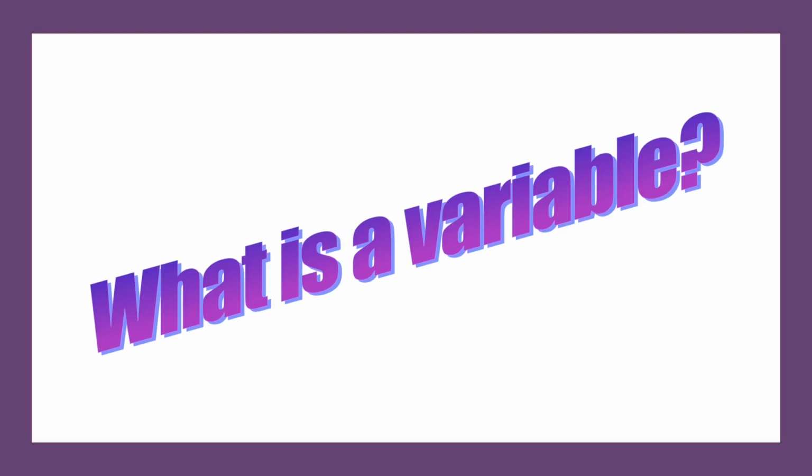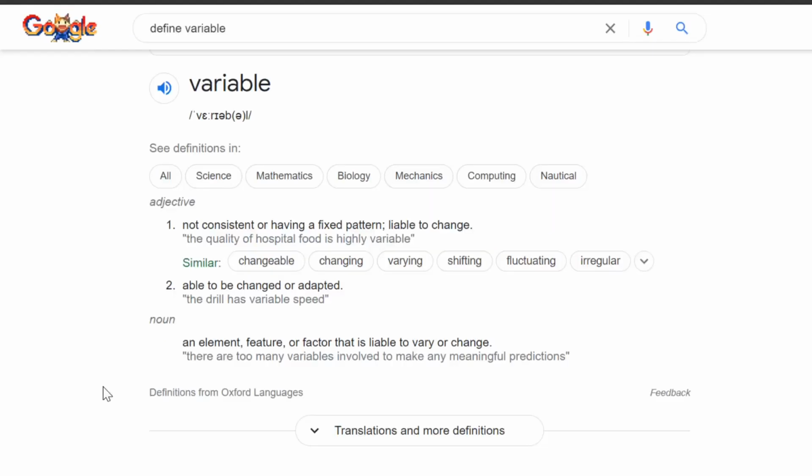What is a variable, or rather, what are variables in programming? A good way to understand what a variable is in programming is first to understand what a variable is just as a normal English word outside of the realm of programming. After a quick Google search, here is the result.